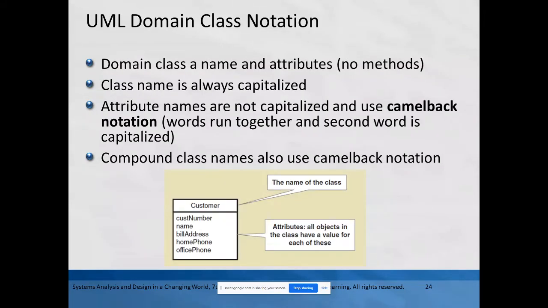So moving on. The notation is pretty simple. You have your class name and attributes. The class name is always capitalized. Attribute names are not capitalized, and he suggests running the words together with the second word capitalized. Just a standard. There's no real reason to it.